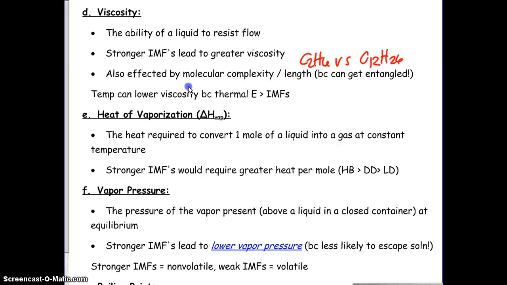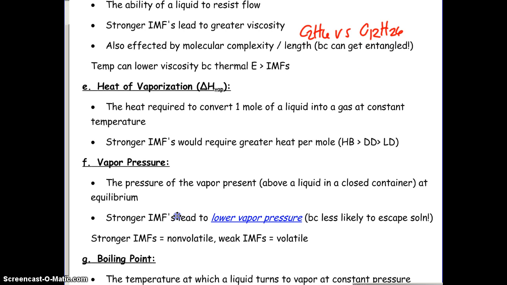Heat of vaporization, VAP means to convert from liquid to gas. That's what vaporization is. Don't forget the definition is talking about 1 mole. If you have a high intermolecular force with your neighbor, it takes a lot more energy to overcome the attractions that you feel for one another, directly related.